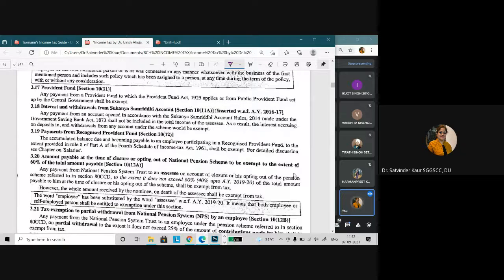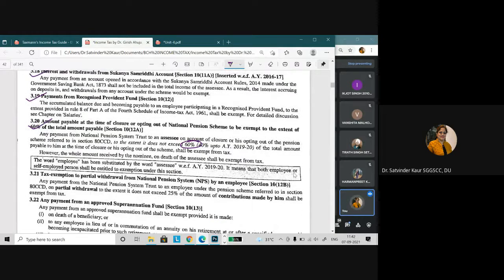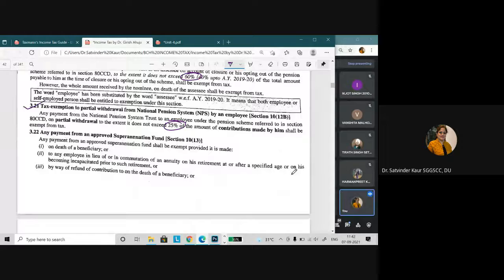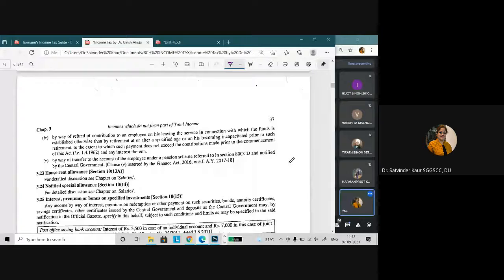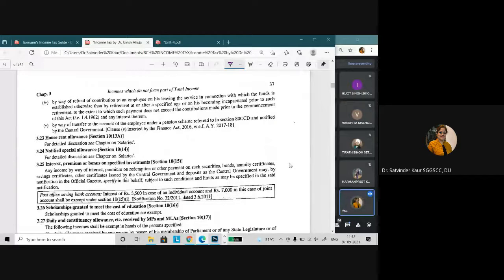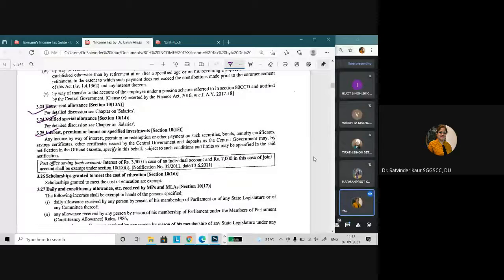Then about provident fund under the head salary, partially exempt, certain conditions to be satisfied. Then Sukanya Samriddhi account, then payments from provident fund again, and NPS amount on opting out. So up to 60% will be exempt, and if you withdraw in cash, not more than 25% will be exempt. Or approved superannuation fund, again we are going to discuss under the head salary. So these are the allowances, all these things we are going to discuss in case of the salary only.